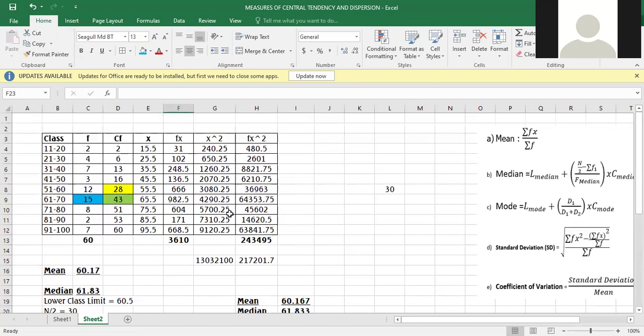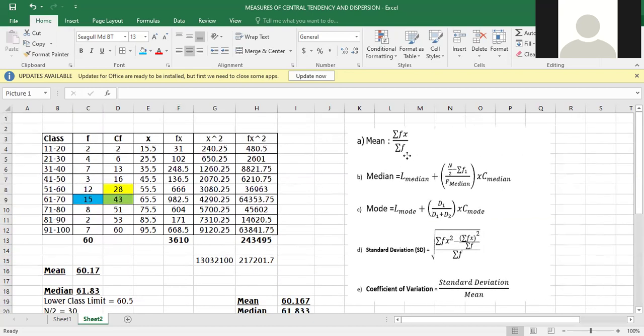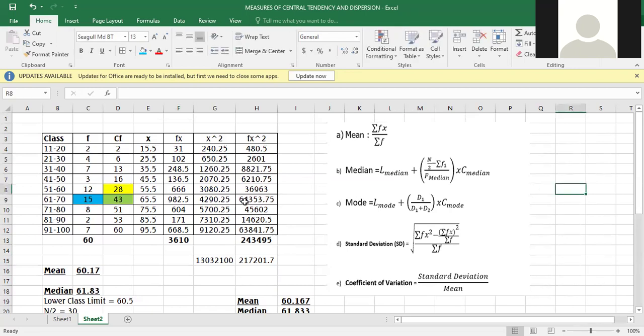So I hope with this very short lecture, at least we can make some sense as to how to go about solving that particular question that we shared in class.